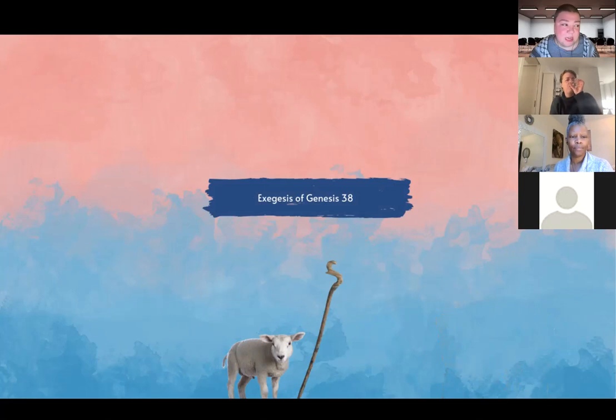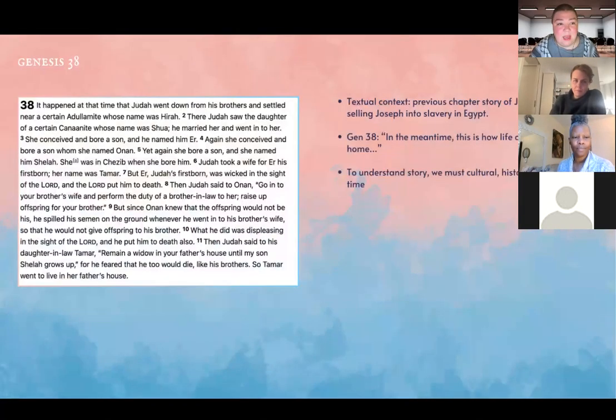A common interpretation of the story of Onan is that God struck him down because he wasted, so-called, his seed. But let us have a second look at Genesis 38. In the previous chapter, we have the story of Judah and his brothers selling off their brother Joseph into slavery to Egypt. And while Joseph is in Egypt, it's as though the story goes, in the meantime, this is how life was back home. The years roll on, Judah has 3 sons, his eldest died, and this whole situation happens.